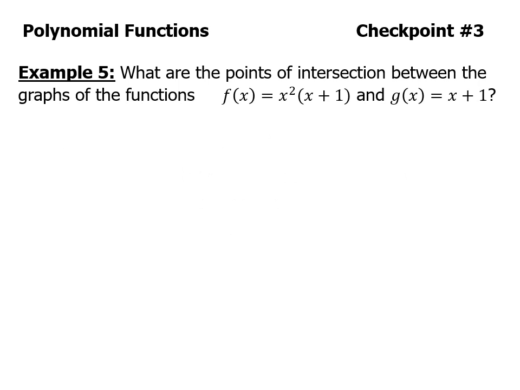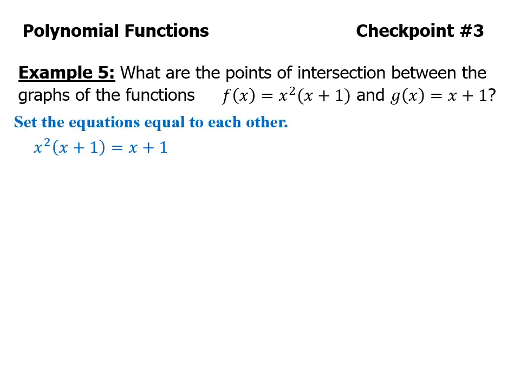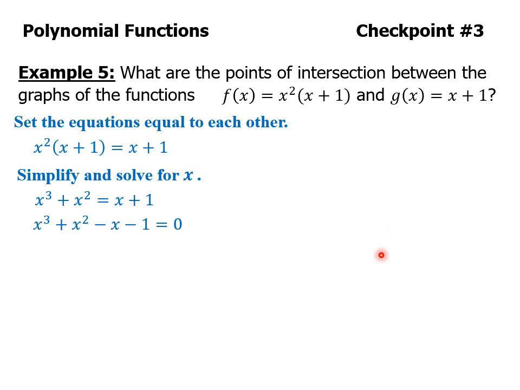Example 5, we want to know what the points of intersection between the graphs of these two functions happen to be. So we set the equations equal to each other. So x squared times x plus 1 equals x plus 1. And then I have to simplify and set equal to 0. So that means I have to multiply this out. That's going to get x to the third plus x squared. On the right, I still got x plus 1. Now I'm going to subtract the x and subtract the 1 to the other side.